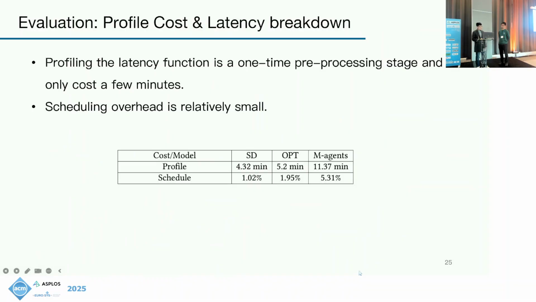This slide shows the profiling cost and latency breakdown in NeuStream. Profiling the latency function is a one-time preprocessing stage, which is negligible compared to the subsequent long serving time. We also make a latency breakdown of the request in NeuStream and find that scheduling only accounts for less than 2% of the latency in Stable Diffusion and LLM, and 5.3% in more complex multi-agent tasks.